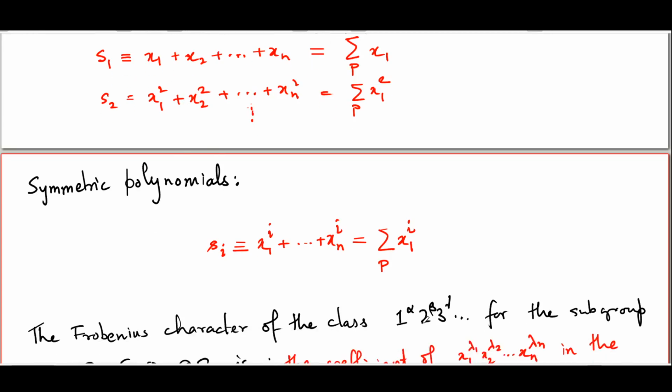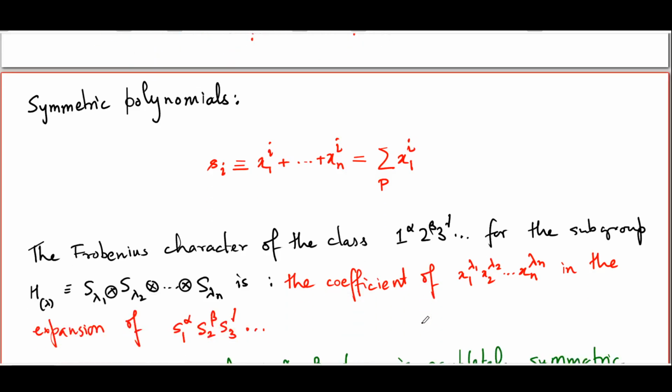Having said that, what we are going to state is the following. The Frobenius character of the class 1 to the alpha, 2 to the beta, 3 to the gamma for the subgroup H lambda, which is found by invoking a partition lambda of n, is nothing but the coefficient of x1 to the lambda 1 into x2 to the lambda 2 all the way up to xn to the lambda n in the expansion of s1 to the power alpha, s2 to the beta, s3 to the gamma. This is nothing but a restatement of what we have said a while ago.